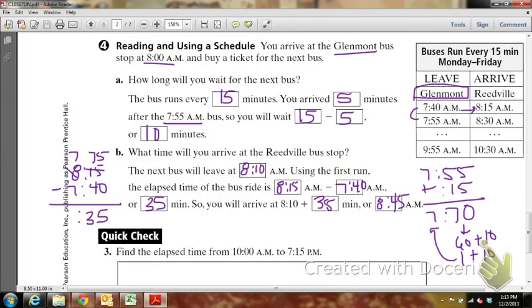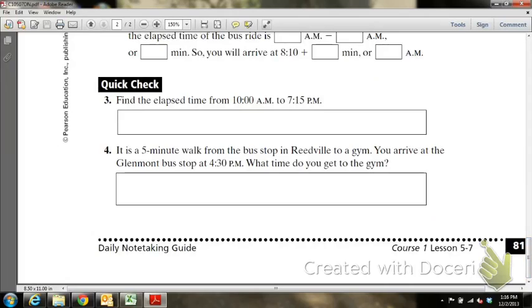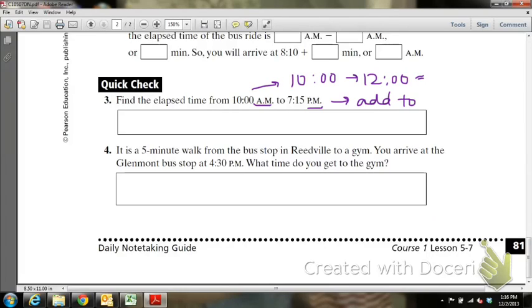Okay, so elapsed time can get a little tricky. You just have to take it step by step. So now you're going to try the quick checks. So pause the video if you need to fill that in before moving on. So you have 2 quick check problems. Quick check 3, just find the elapsed time from 10 a.m. to 7:15 p.m. Now remember, when you change from a.m. to p.m., you have to do 10 o'clock to 12 o'clock. Get that? How many hours and minutes is that? And then you have to add that answer to 7:15.